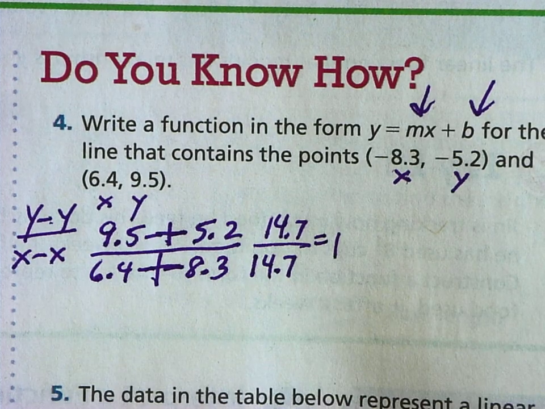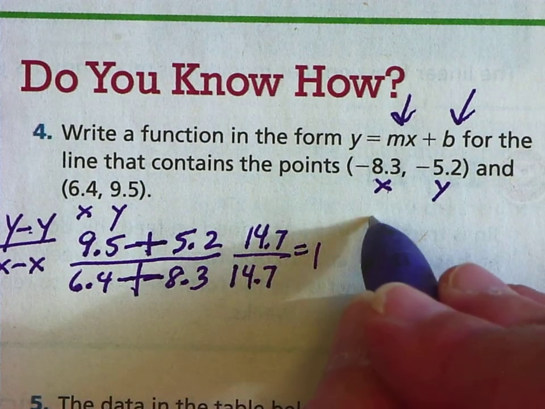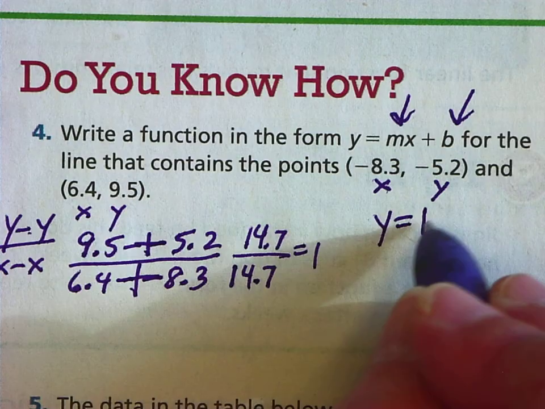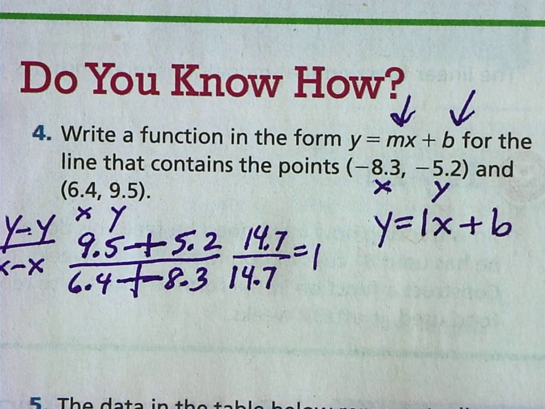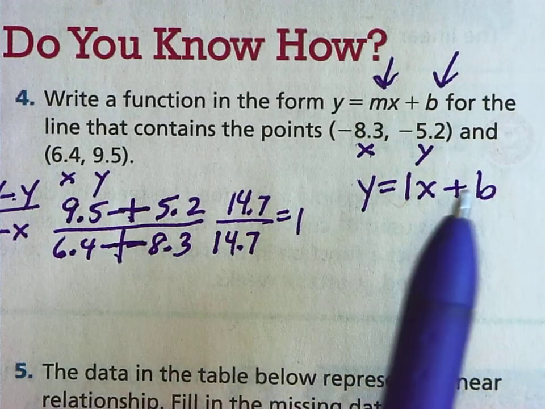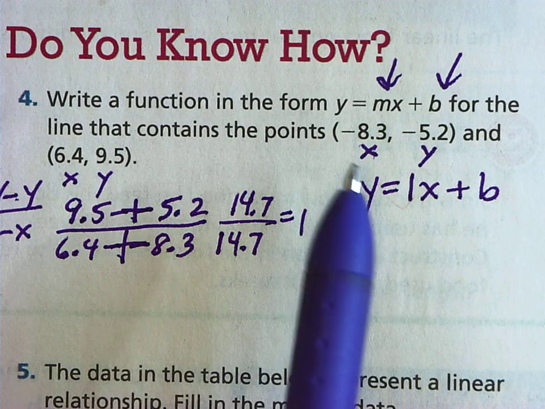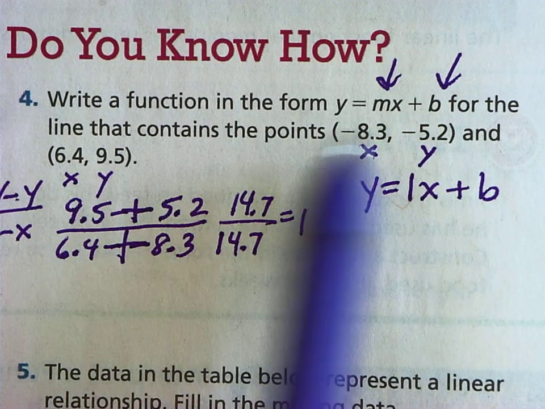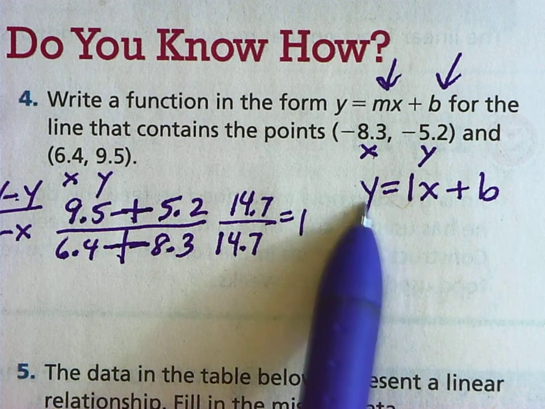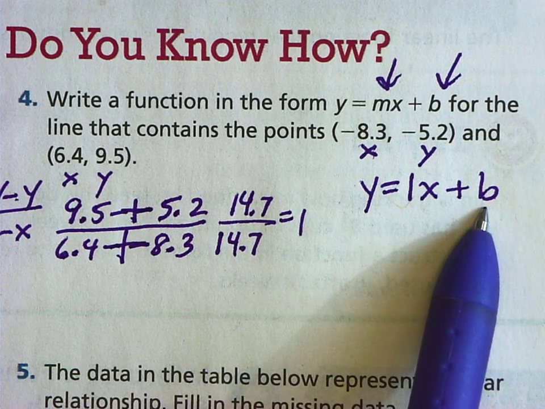That is your slope. So folks, y equals 1x plus b. That's what we have so far. Now, to find the b, folks, we are going to pick one of these ordered pairs and plug those numbers into the x and the y. And then we're going to solve that to find the b.